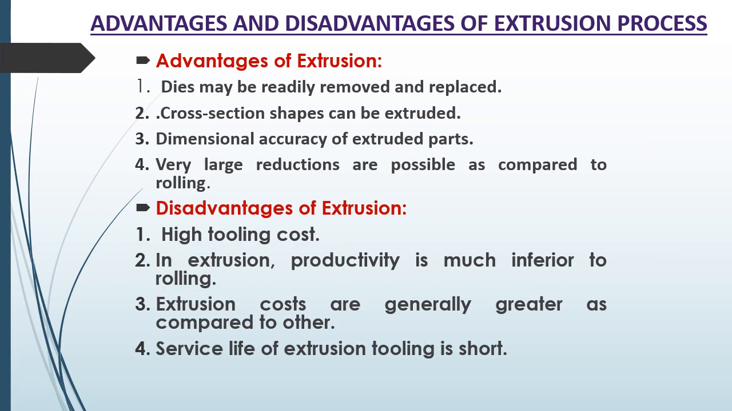So in this slide, we will discuss the advantages and disadvantages of the extrusion process. Advantages of the extrusion process: the die may be readily removed and replaced. Various cross-section shapes can be extruded. Dimensional accuracy of the extruded part is good. Very large reductions are possible as compared to rolling. Disadvantages of extrusion: high tooling cost. In extrusion, productivity is much inferior to rolling. Extrusion costs are generally greater as compared to other processes. Service life of extrusion tooling is short.